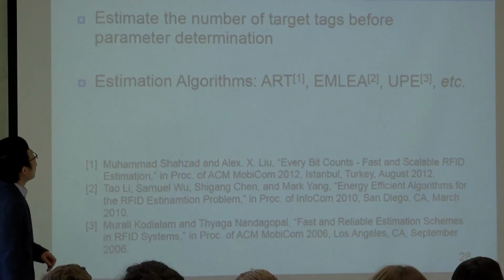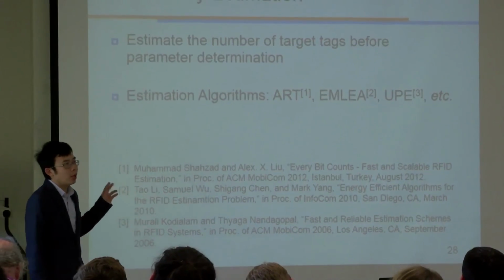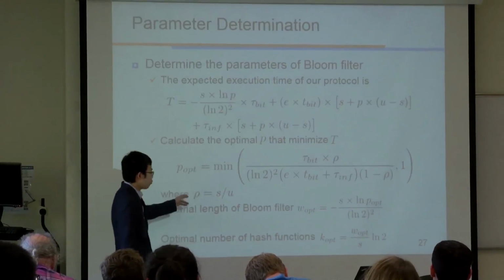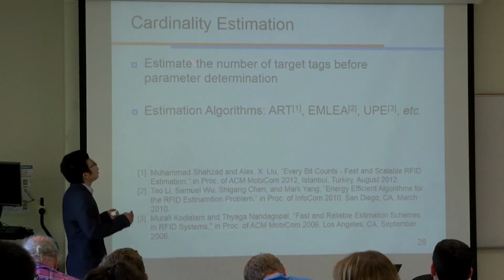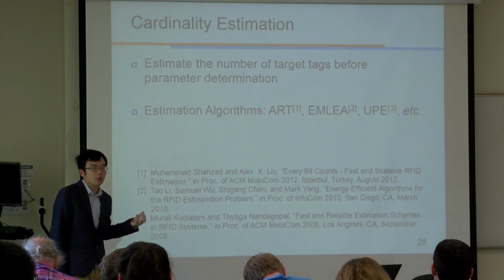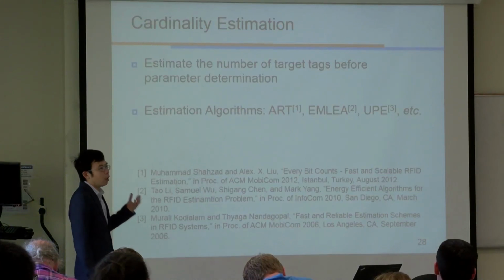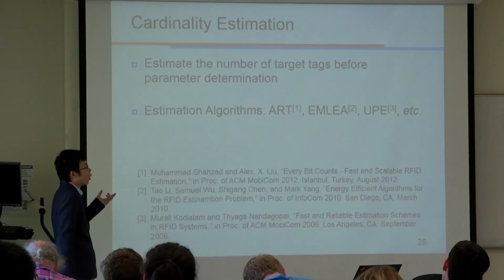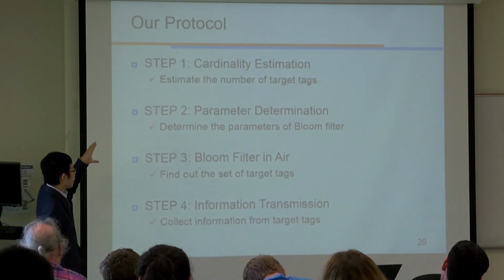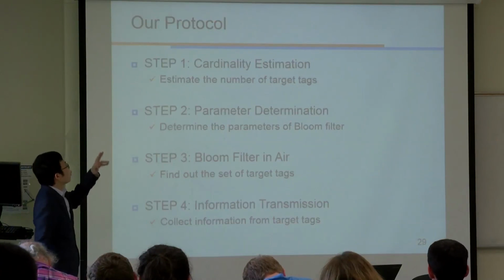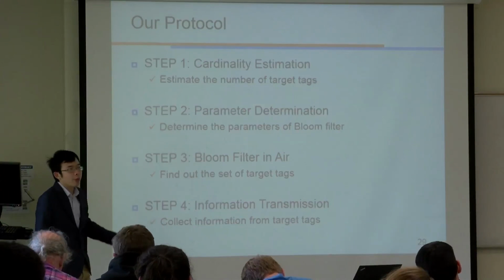Based on those formulas, we can choose the optimal parameters to minimize the execution time of our protocol. Sometimes before you run the protocol, you don't know the number of target tags, but to calculate those parameters you must know it. If you don't know it, you can run existing cardinality estimation protocols proposed by other researchers to first estimate the number of target tags. There is a lot of existing work here. So our protocol consists of four steps: first cardinality estimation, then parameter determination, Bloom filter, and finally information transmission.